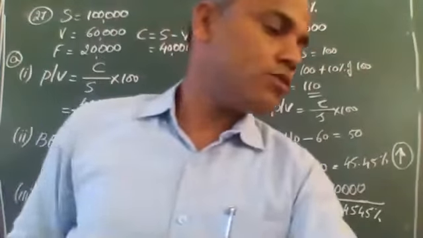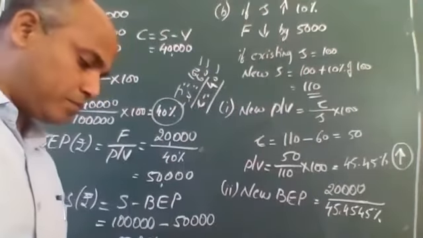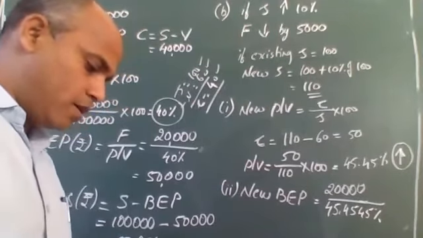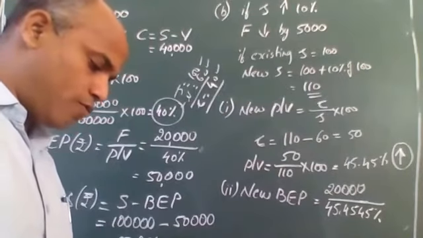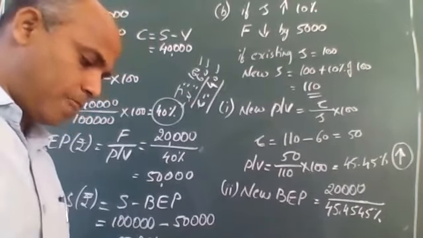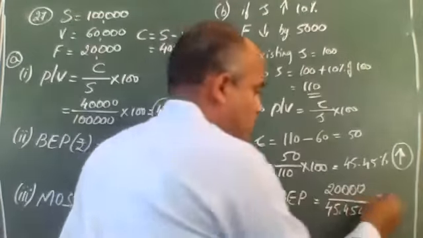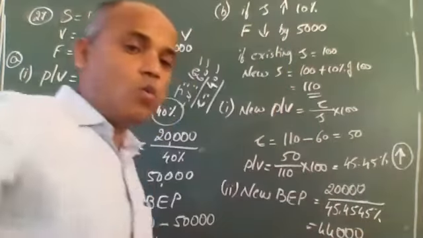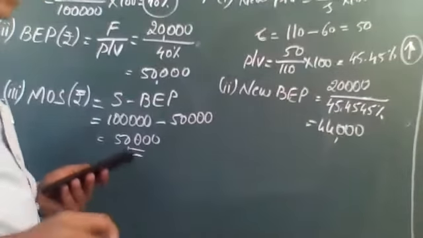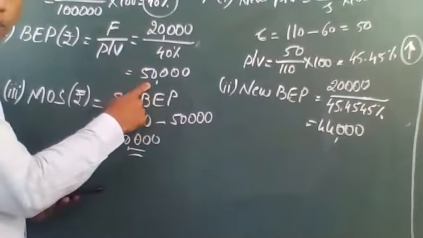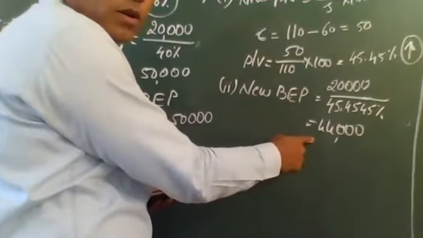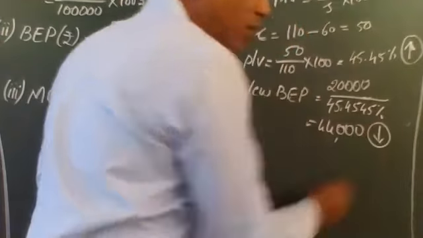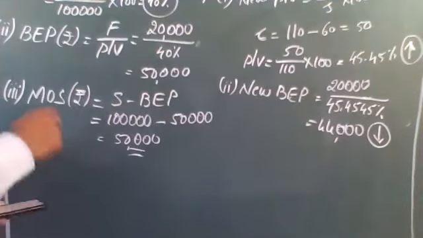So 20,000 divided by, let me do the calculation for you. It is 20,000 divided by 45.454545%. It is coming to 44,000 rupees. Guys, this answer is coming to 44,000 rupees. Now you have to tell me what happened to the break-even point. The break-even point was how much? 50,000. What happened to the break-even point? 44,000. So it has decreased. What happened to the break-even point? It has decreased.